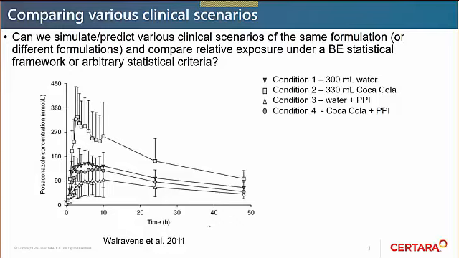And the reason is that not always we are looking at the bioequivalence. This is a publication where different scenarios were compared. For example, in one case, 300 milliliters of water was given. Another case, 330 milliliters of Coke was given with the same formulation. Another one, water with proton pump inhibitor, or Coca-Cola with proton pump inhibitor.